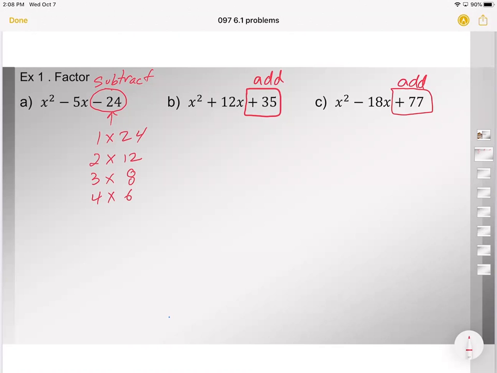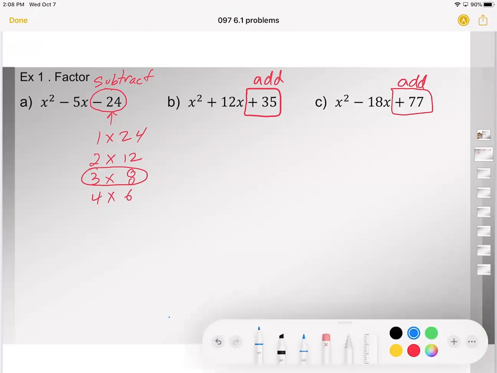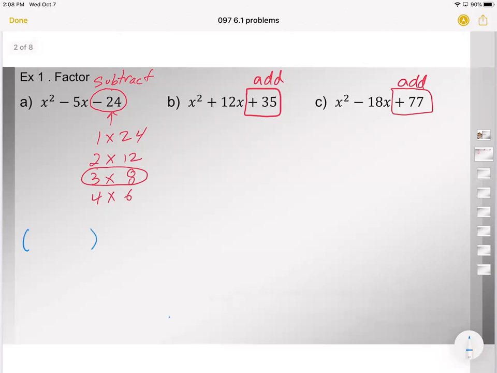Looking at this item, the two numbers that multiply to give me 24 but subtract to give me 5 are 3 times 8. If you identify the 3 and the 8, all we need to do is fill in my two parentheses. In the first item, I put in my x, and then I just put the 8 and the 3. It doesn't matter if you put the 3 first or the 8 first. What matters is the sign inside your parentheses.